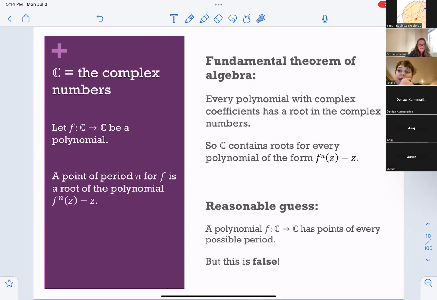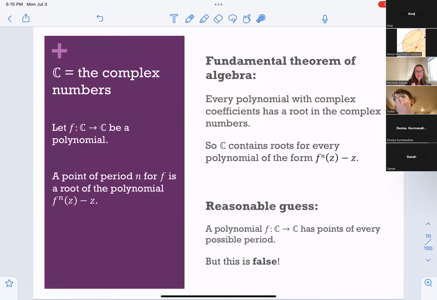Every single one of those has a root in the complex numbers. So you might think, well, a polynomial with complex coefficients has to have points of every possible period, because the periodic points are roots of those polynomials, and all of those polynomials have roots. And so it just seems to make sense. But it turns out that's false, because we remember what I said on that first slide, that we have to be a little bit careful about what we mean by period n versus period dividing n.